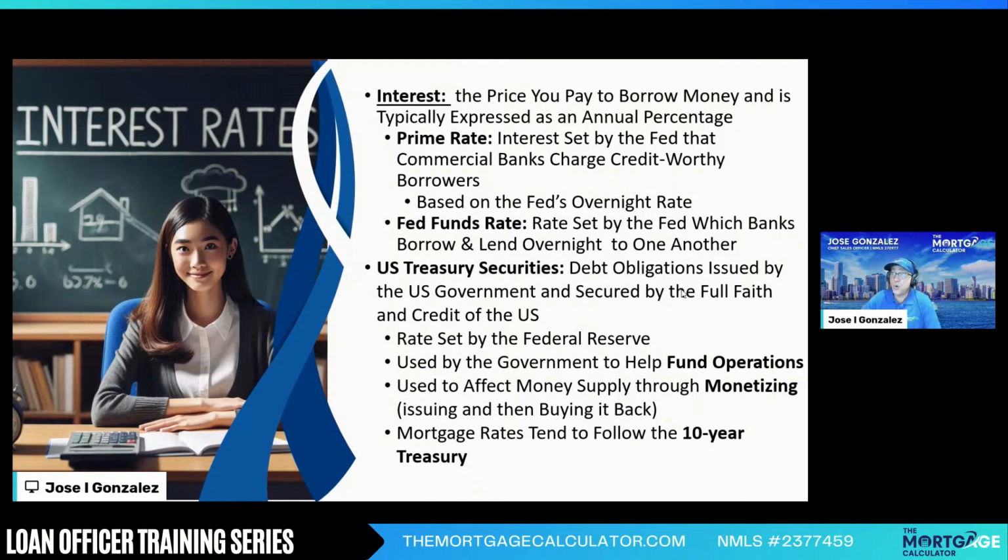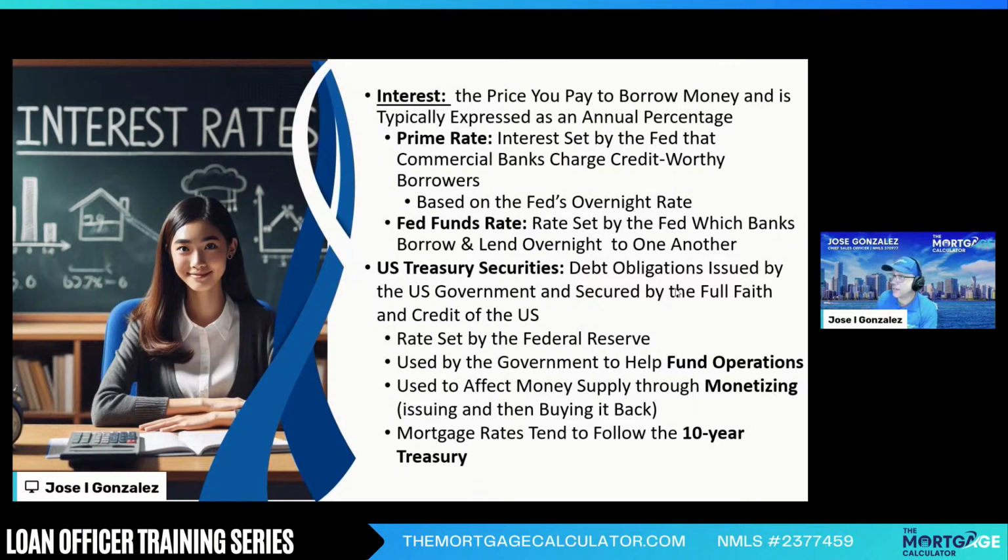Now, U.S. Treasury securities are the debt obligations issued by the U.S. government and secured by the full faith and credit of the U.S. The rate on U.S. securities is also set by the Federal Reserve. Now, you all heard recently, oh, the Fed dropped the rate 0.5%. Well, that was the Fed funds rate. That's the overnight lending rate only.